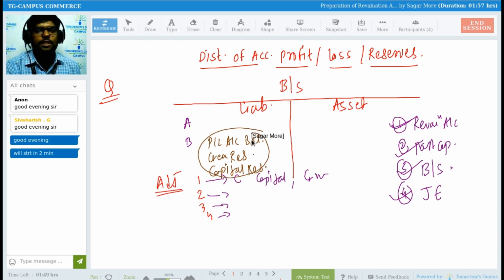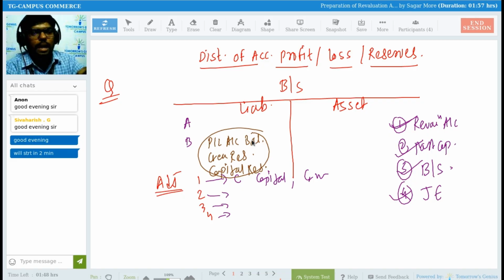So this profit and loss account balance or general reserve or capital reserve, these reserves are nothing but part of your profit only. That profit that you have generated over a period of years, right? So we know that every year, whatever profit we have earned, we are not going to distribute the entire profit to the partners, right?